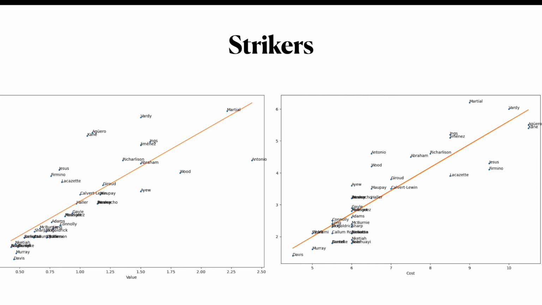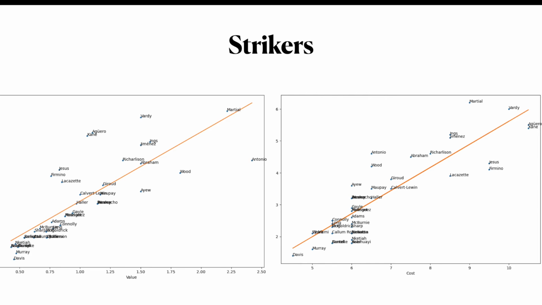Then yeah, other ones who are quite high away from this curve, so Vardy, Aguero, Kane, they're all doing quite well for themselves for their price point. So if we go again to the right hand curve and we look at the costs, Martial, you know, he's quite a way above everyone else there.